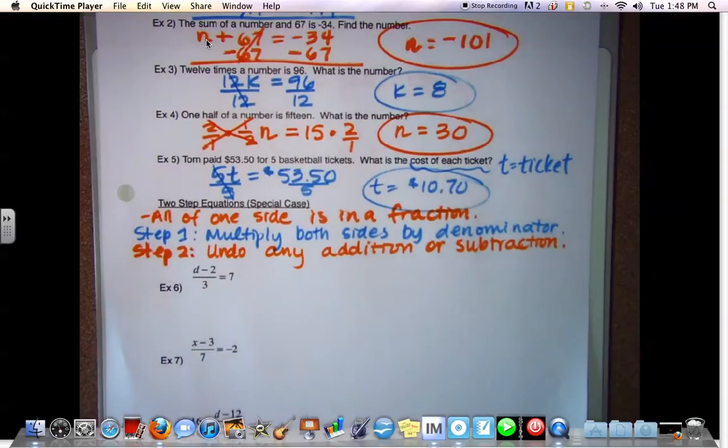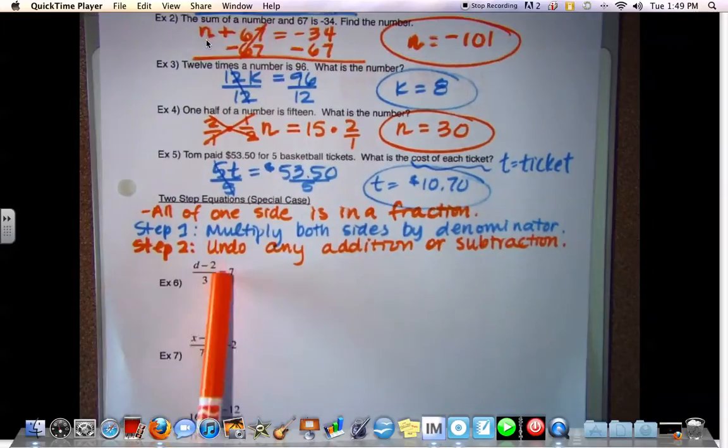Does that mean you do the addition or subtraction problem after? Yes, the second part is to undo the addition or subtraction. So you're doing the opposite of order of operations. You did that yesterday too. Yesterday we undid any addition or subtraction, and then we undid any multiplication or division. So with the addition, we subtract. All right, so example 6.